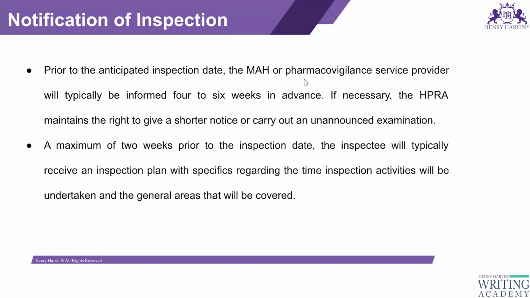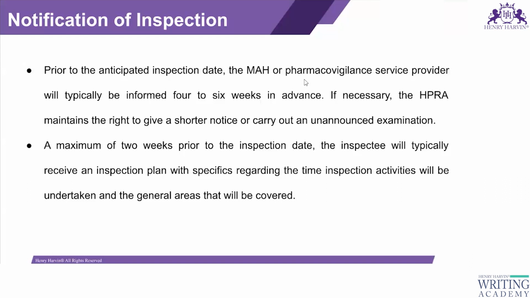Sometimes they provide only 1 week or 5 days, and in that short notice they conduct the inspection. Now, a minimum of 2 weeks prior to the inspection date, the inspectee will typically receive an inspection plan with specifics regarding the time inspection activities will be undertaken and the general areas that will be covered. So generally, the maximum time given is 2 weeks.